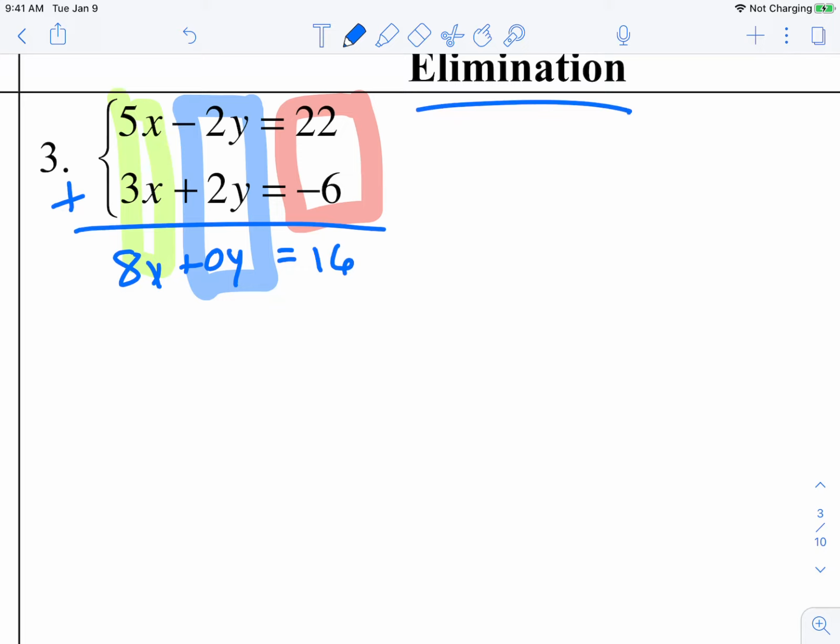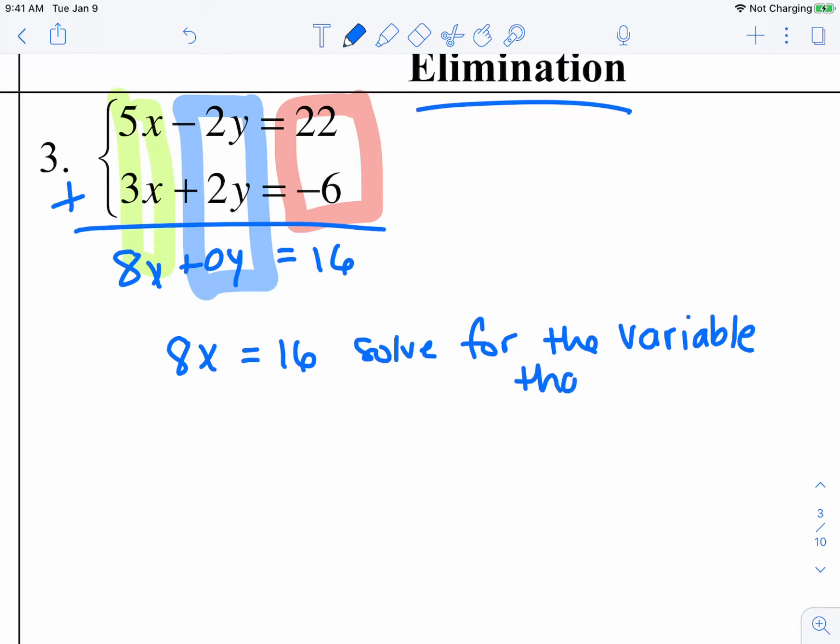And what elimination does is it allows me to solve for one variable at a time. So you see that your y's went away, so that's 0y, so you get 8x equals 16, and now I can solve for the variable that's left. So we divide both sides by 8, and we get x equals 2.